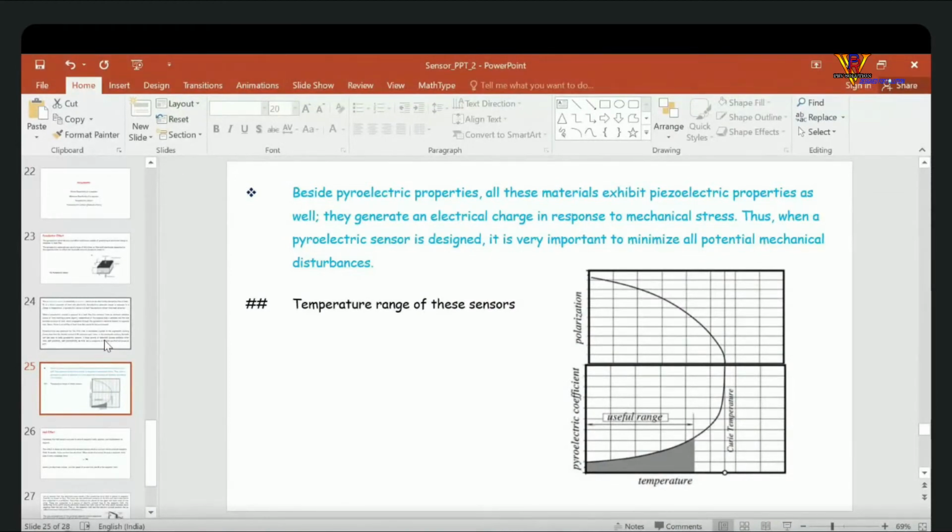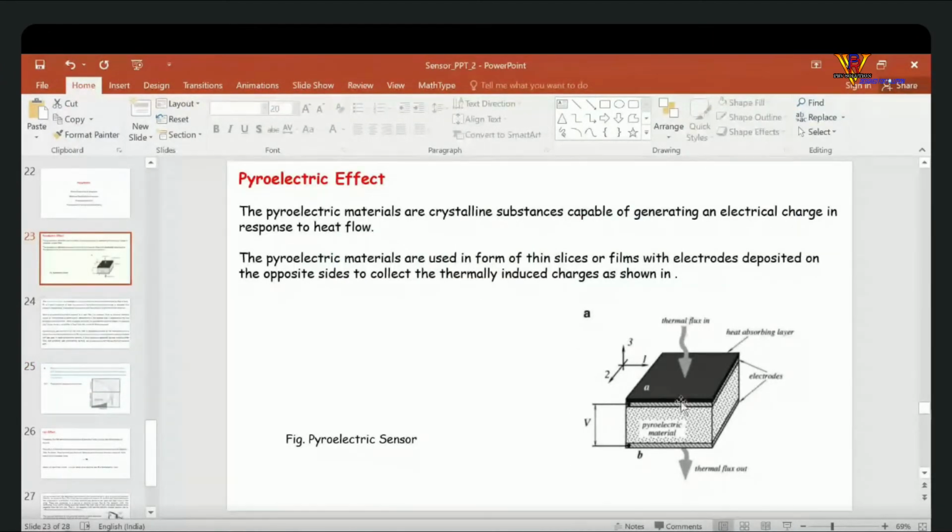How? Heat flows from, let's say, the top plate to the bottom. Then the top will be positively charged and the bottom will be negatively charged, as shown in this figure. Now see, heat is flowing from this to this. Suppose the positive potential exists at this plate and negative at this one. So we have some potential difference here because of the pyroelectricity.